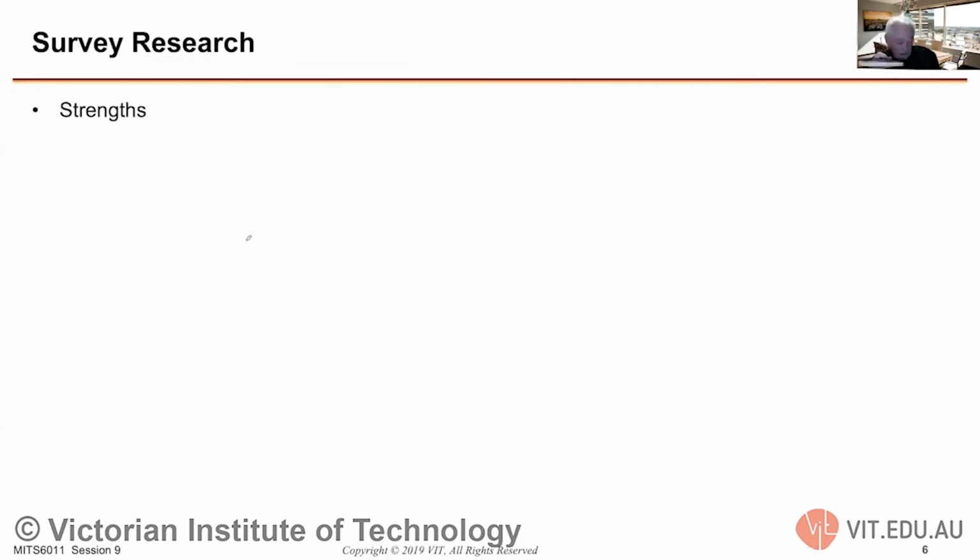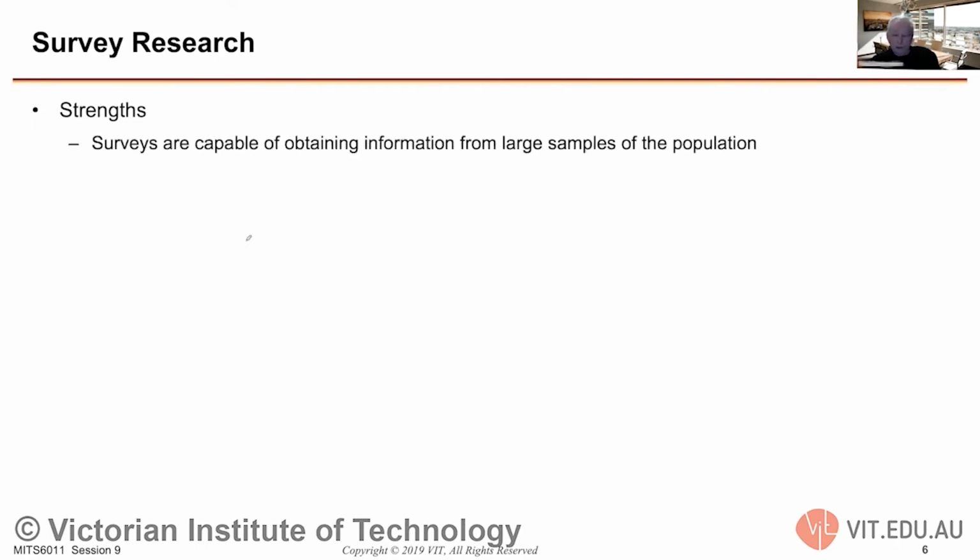Okay, so again, like every technique we've talked about, every methodology, there's always strengths to every methodology, and there's always weaknesses to every methodology. That's why we need different methodologies for different types of research problems. Okay, what are the strengths of survey research? Well, a survey is capable of getting information from a large sample of the population, which is a good thing.